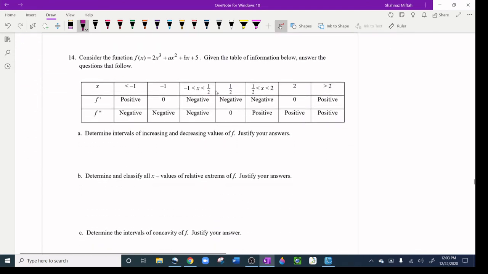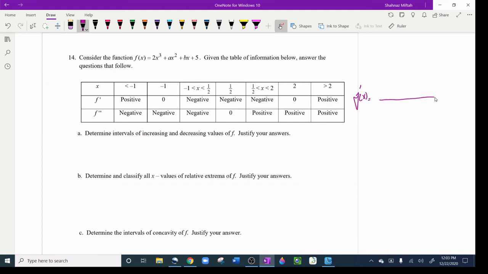Question number 14. Question number 14 is talking about, consider the function this, given the table of information below, answer the questions that follow. So I'm going to look at the f prime and f double prime, but you can always make a sign chart if the sign chart makes more sense to you guys. I'm going to make a sign chart for f prime of x first.